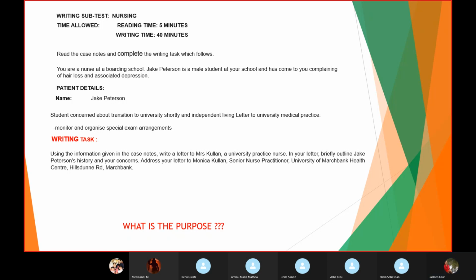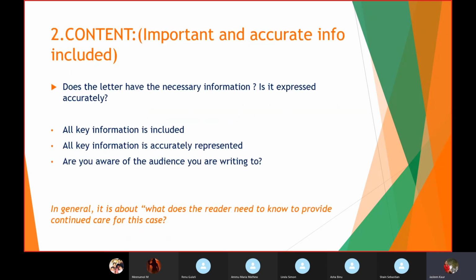Okay. So we can include that point that he's going to live alone in the first paragraph. Is that right, ma'am? Monitoring will come in the first paragraph. Monitoring regarding what? Monitoring regarding his anxiety due to hair loss and associated depression. So all that explanation related to the hair loss and depression would be in the first paragraph, and the second paragraph would be why he needs special exam arrangements. Okay. Got it?